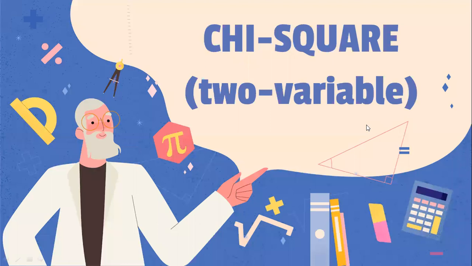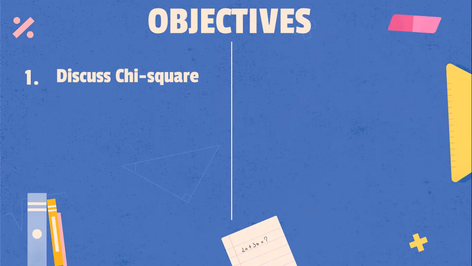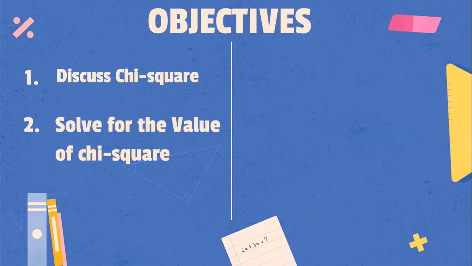For today, we are going to talk about chi-square two variable. What are the objectives of this lesson? Number one, discuss chi-square.